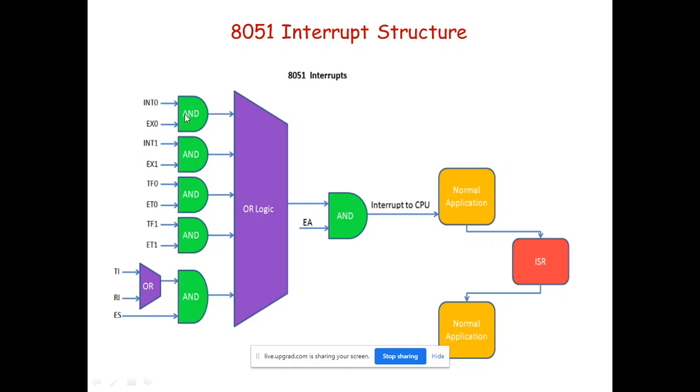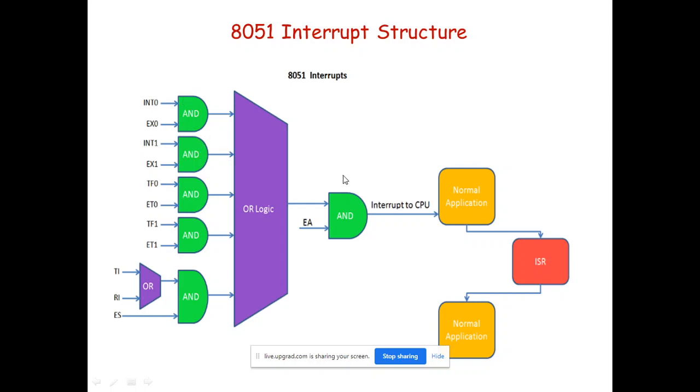The first AND gate is related to the external interrupt on INT 0, that is P3.2. Then the next AND gate is related to the interrupt by INT 1, that is P3.3. Then the next AND gate is related to timer 0. The fourth AND gate is related to timer 1. The fifth AND gate is related to serial communication. In this fashion, you can mask the interrupt as per your choice.